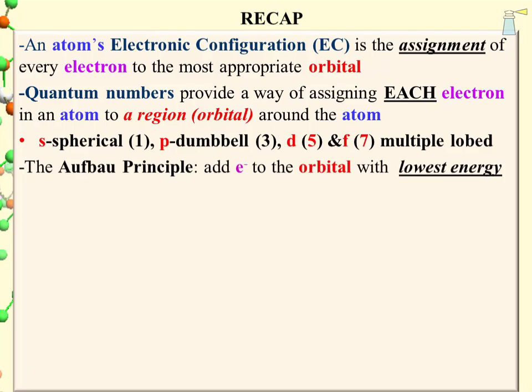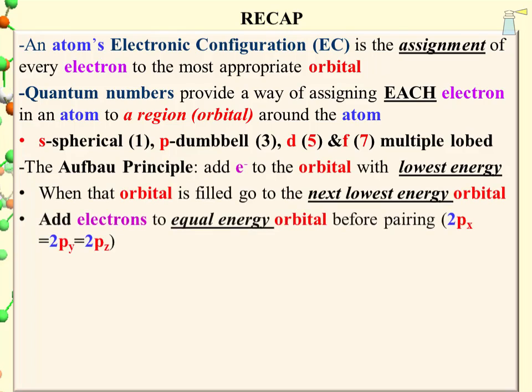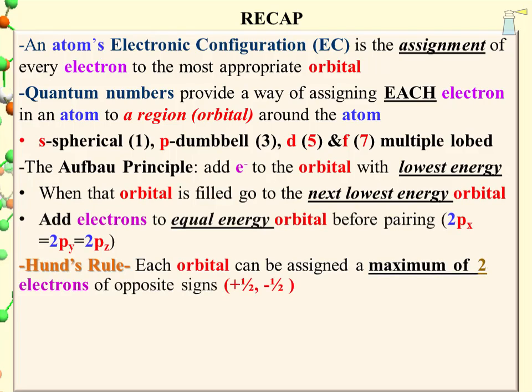The Aufbau principle helps us assign an atom's electrons to orbitals. It says to begin by adding electrons to the orbital with the lowest energy. When the orbital is filled, go to the next lowest energy orbital. Add electrons to equal energy orbitals before pairing. For example, 2px, 2py, and 2pz are all of equal energy, and electrons are added to each before any pairing. Hund's rule says each orbital can hold up to 2 electrons of opposite spin, plus 1/2, minus 1/2. We used up and down arrows to represent the positive and negative spin.